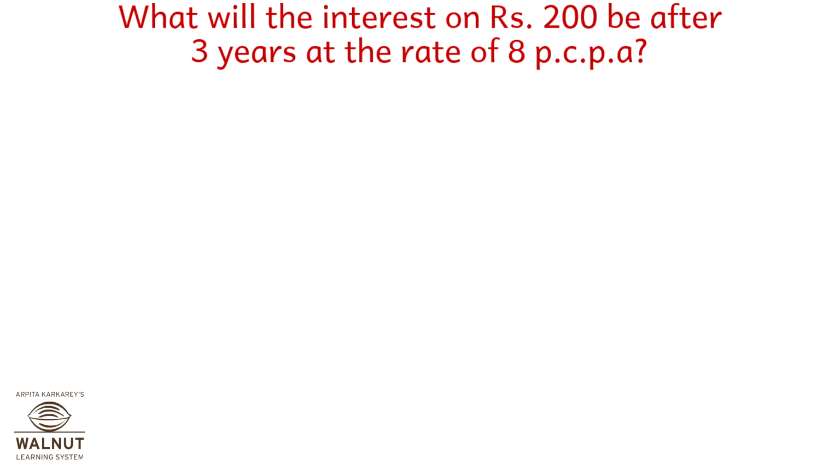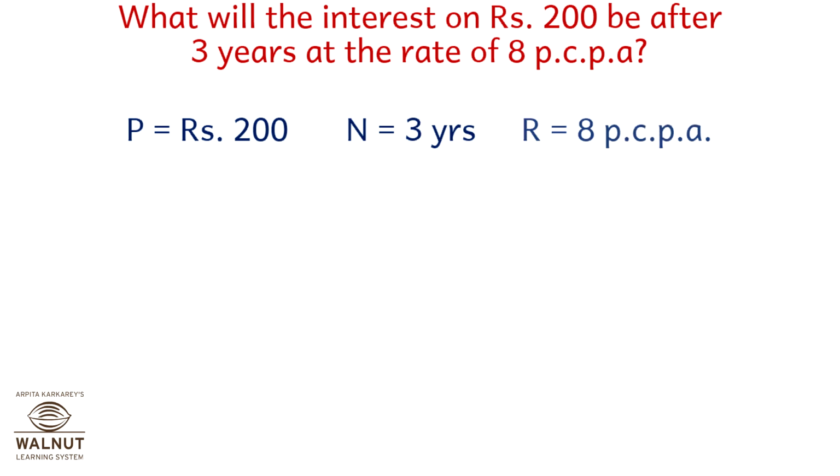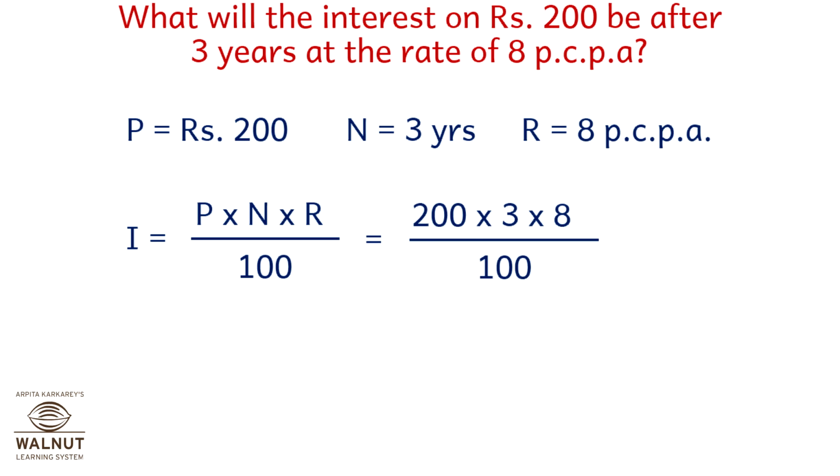What will the interest on rupees 200 be after 3 years at the rate of 8 p.c.p.a? P is equal to rupees 200, N is 3 years, R is 8 p.c.p.a. I equal to P into N into R upon 100, which is 200 into 3 into 8 upon 100. So 100 ones are 100, 100 twos are 200. So the answer is 2 into 3 into 8, which is rupees 48.